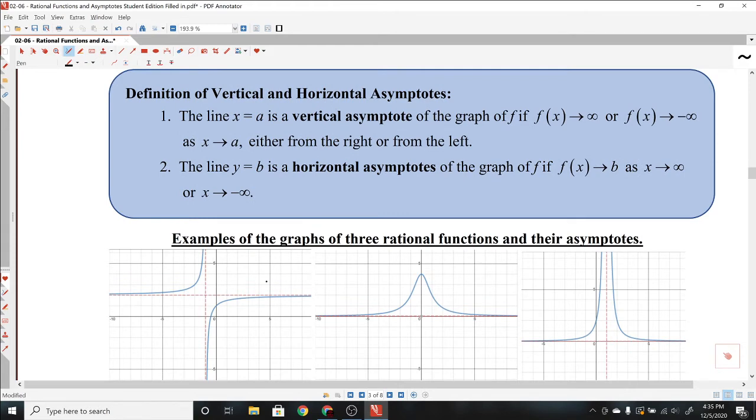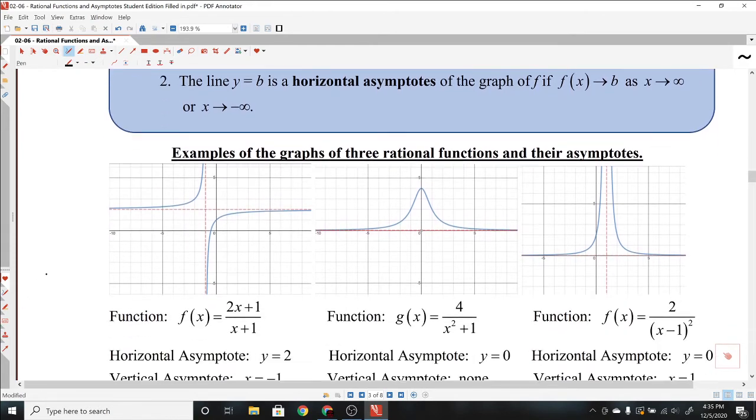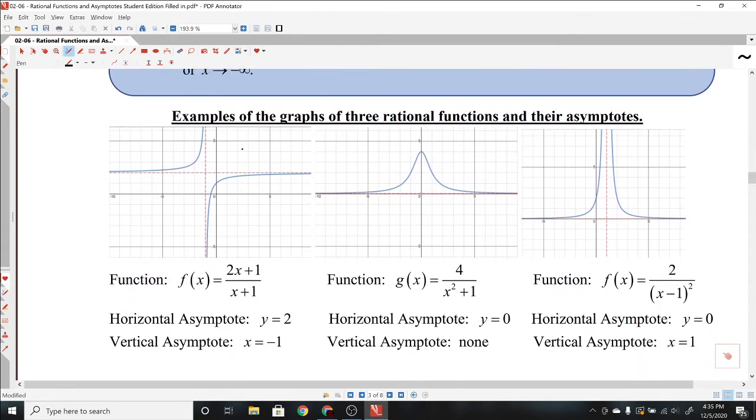So here are three examples of graphs of rational functions. If we take a look at this first one, we can see that as we get closer to -1, the function goes off towards infinity as x approaches -1 from the left. And as x approaches -1 from the right, the function goes to negative infinity. The function goes down.